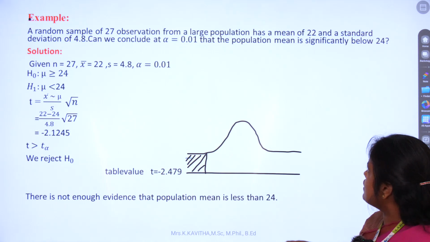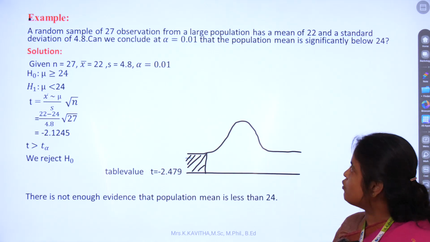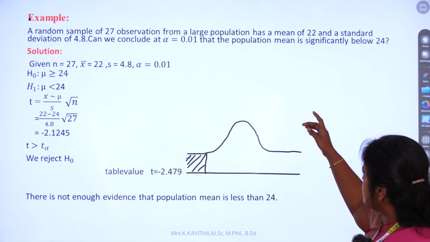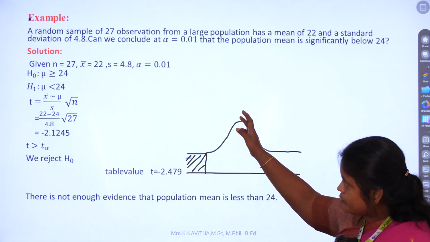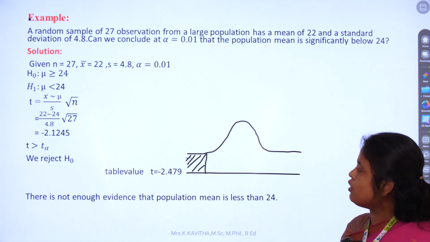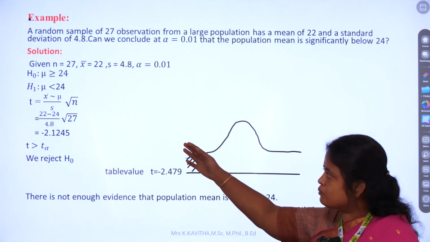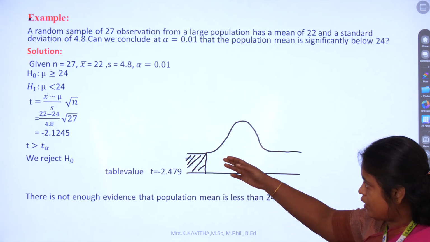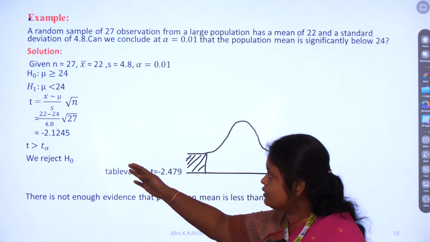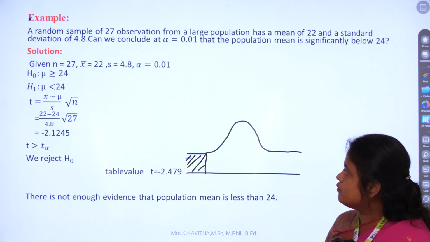N equal to 27, sample mean equal to 22 and the sample SD equal to 4.8, where the population mean mu equal to 24. With the data, we again calculate the test statistic t equal to x bar minus mu by s by root n. Substituting the data, we get t equal to minus 2.1245.